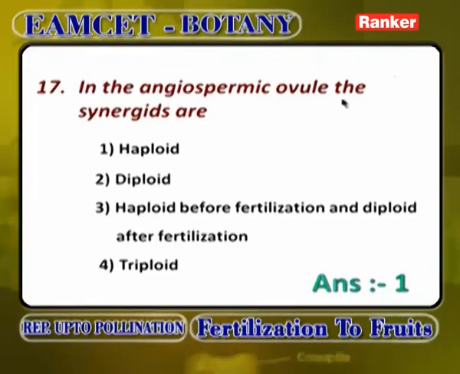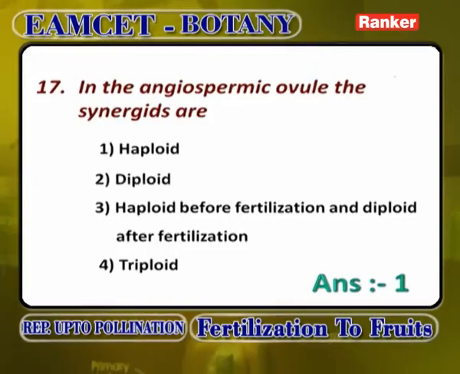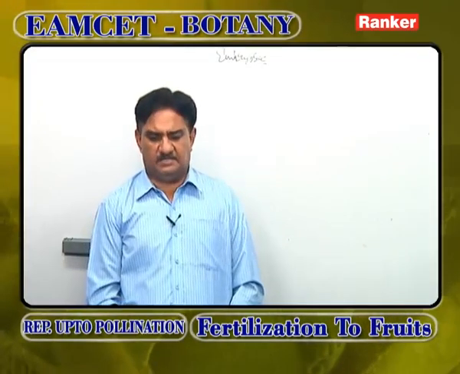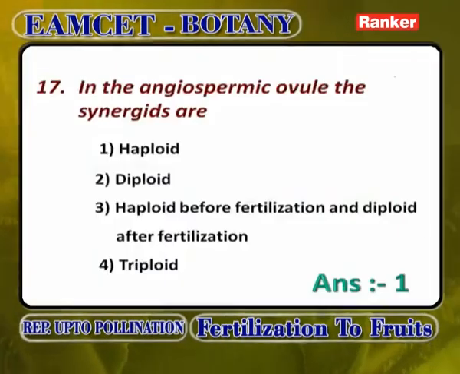In angiospermic ovule, the synergids are, in an angiospermic ovule, whenever the synergids come, they are only haploid. They are not diploid, even though two are present separately. They are not haploid before fertilization and diploid after fertilization, and they are not triploid. Triploid is only endosperm. Haploid before fertilization, diploid after fertilization is the egg cell, because it will become zygote after fertilization by syngamy. So the answer for this is haploid. In angiospermic ovule, synergids are always haploid.